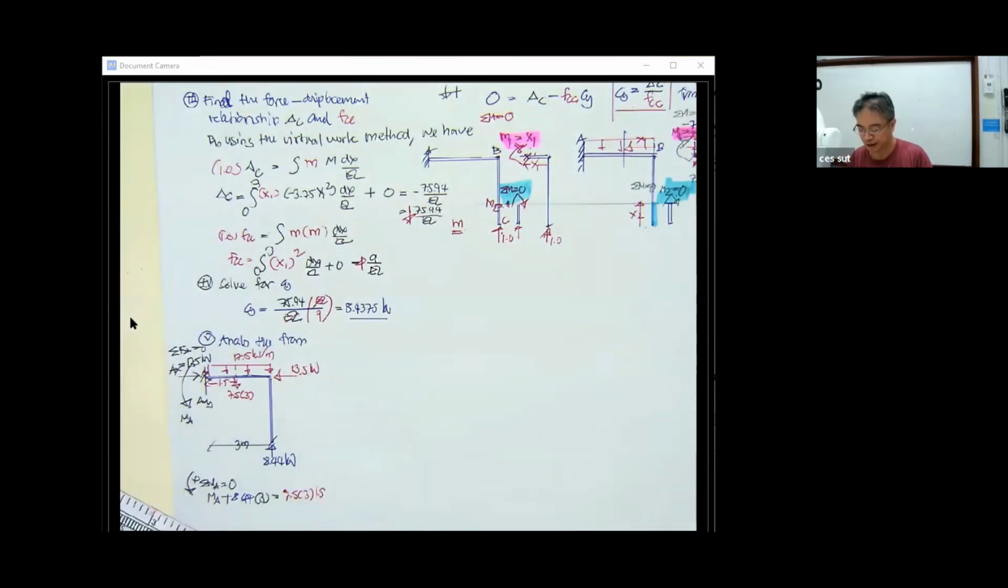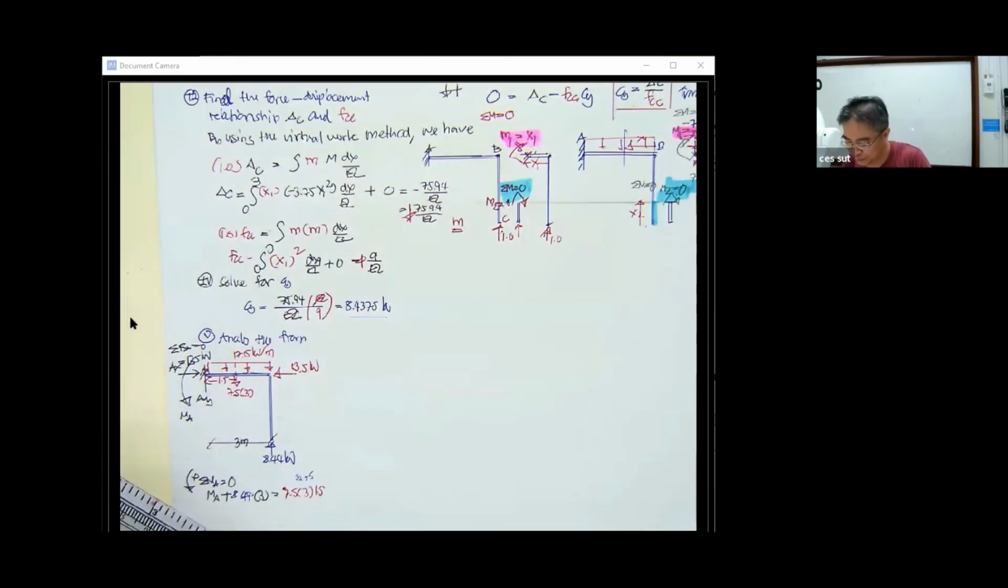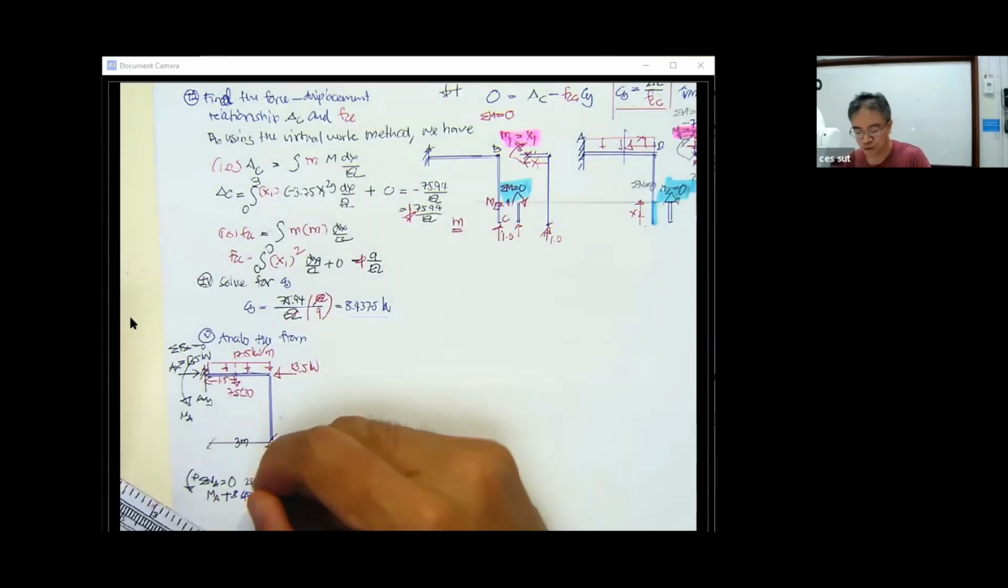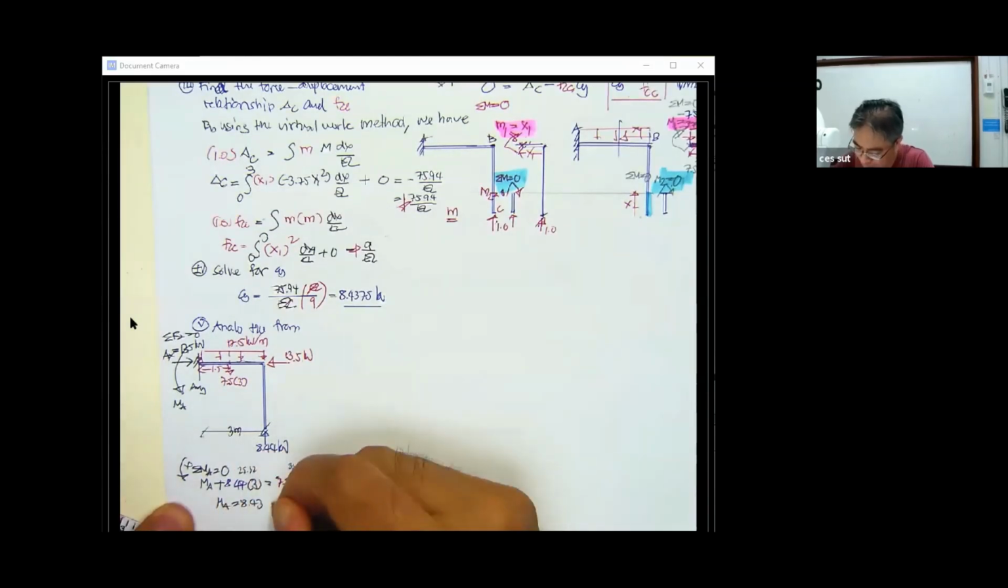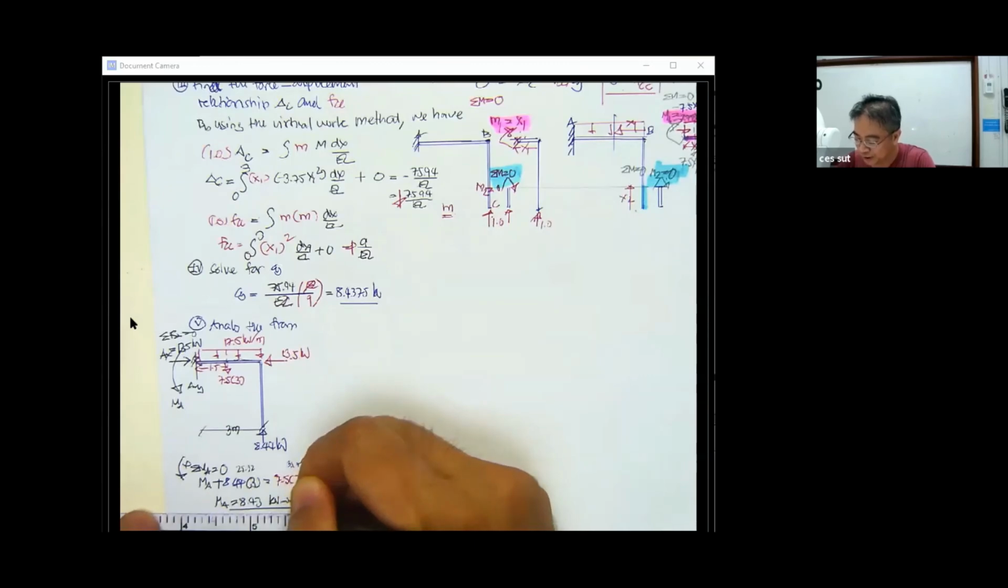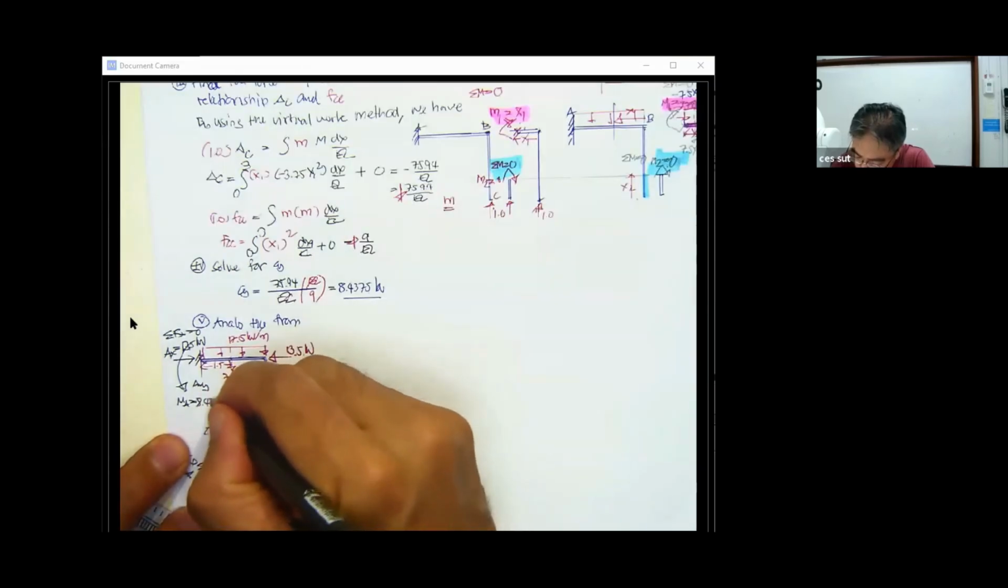Let me check. 7.5 times 3 times 1.5, that is 33.75, and 8.44 times 3 is 25.32. 33.75 minus 25.32, you get 8.43. So this M sub A is 8.43 kilonewton meter. If you use this number, it's going to be 8.44 whatsoever. So this is 8.44 kilonewton meter.